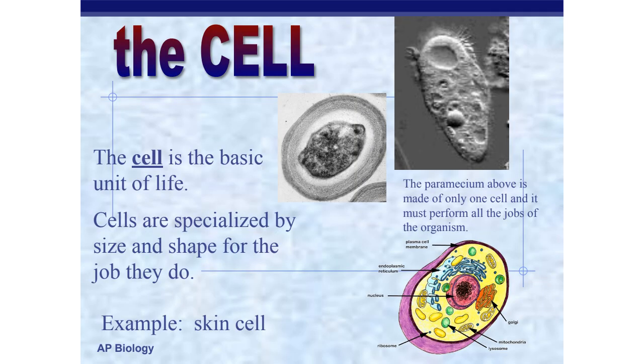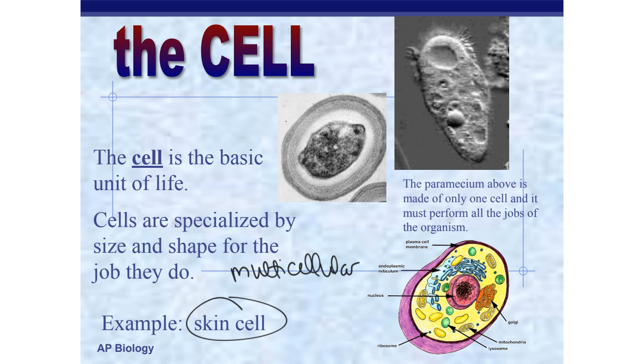So as we mentioned, cells are the basic unit of life, and in a multicellular organism, they're going to be specialized based on what their job is. So the example given here is a skin cell. A little different than, let's say, a fat cell or a muscle cell, because its job is to form a barrier to the outside. So it's going to have keratin protein in it, where a muscle cell will be full of protein fibers that help it move. So cells are going to be differentiated in a multicellular organism for the job that they do.